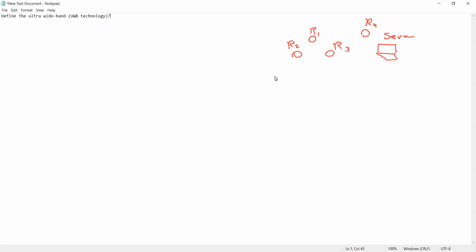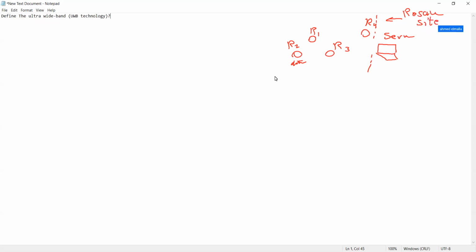And assume that we want to send a signal, a data. Let's say the data is here. So we want to send the data from R2 until it reaches the server. The server is located outside the rescue site. So assume everything here is the rescue site.